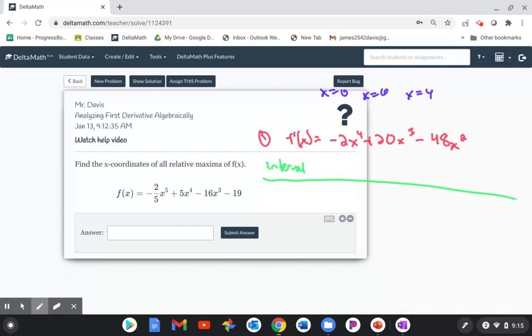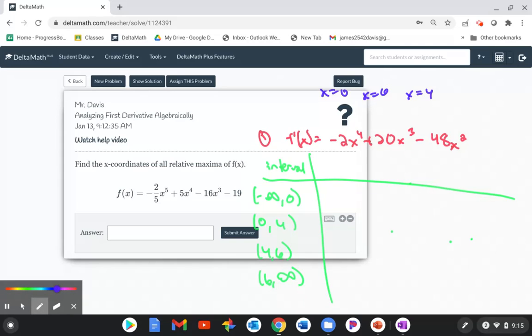Our first one is going to be from negative infinity up to 0 because 0 is the first number that would occur on the number line. The next one would be from 0 to 4. The next one would be from 4 to 6. And then from 6 to positive infinity.